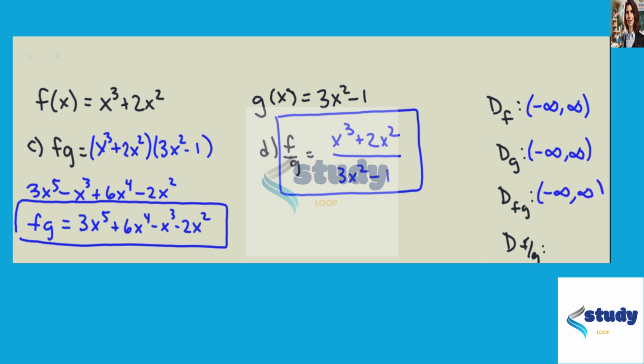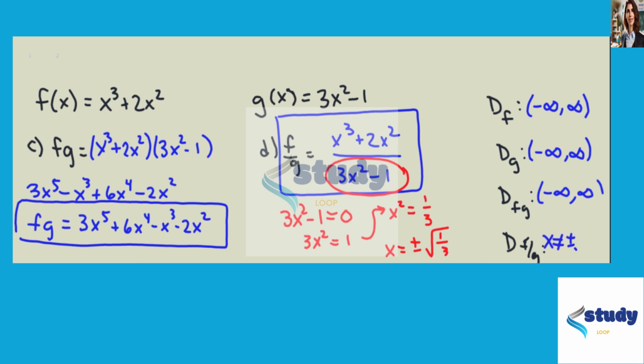Now something changes when we divide, though. Because we can't divide by 0, we need 3x squared minus 1 to not be equal to 0. So what would make that equal 0? If 3x squared equaled 1, so if x squared equaled 1/3, so if x was plus or minus the square root of 1/3, then we would have a problem. We would have 0 on the bottom. So we're going to say the domain is all real numbers except x equals plus or minus square root 1/3. So I'll just say x is not equal to plus or minus square root 1/3.